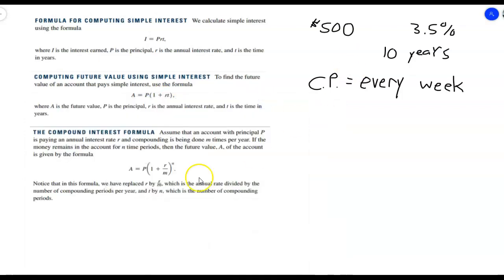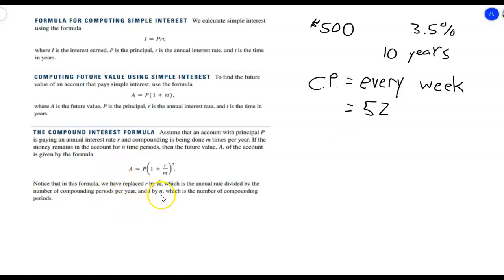Now, we have to convert that to how many weeks are in a year. So this is going to be equal to, we're going to put a 52 in for M. You see M down here? M is the number of compounding periods per year. So if it's done every week, that means there's 52 compounding periods per year. If it's done every month, there'd be 12 compounding periods per year. If it's done every day, you're looking at 365 compounding periods per year.